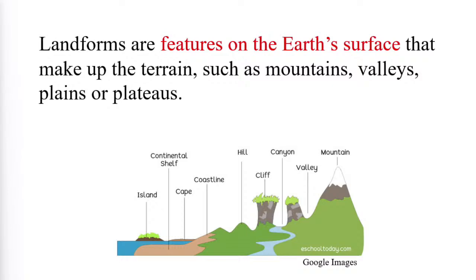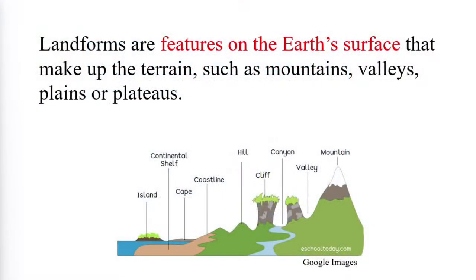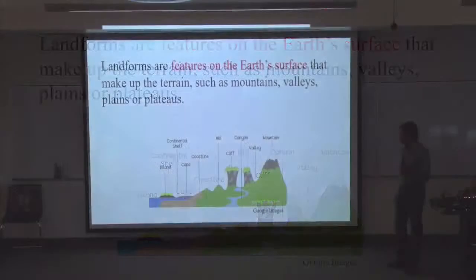You can characterize or classify landforms based on the way they are formed, the geologic process that forms these landforms. For example, a cape, a coastline, a continental shelf, these are all coastal landforms because they're created by coastal processes. So in the next 3 slides, we are going to look at some other landforms other than alluvial fans to develop this understanding a little better.